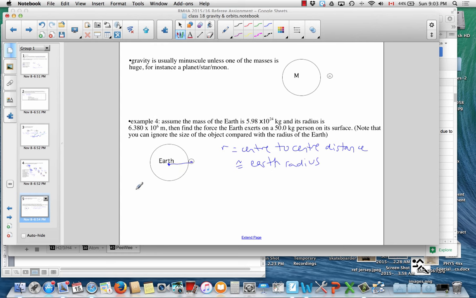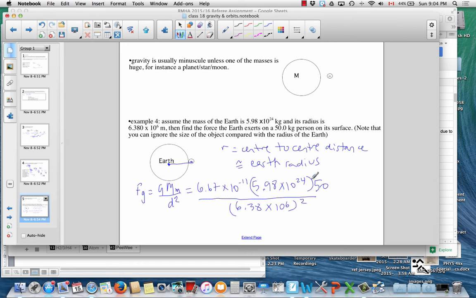Okay, so let's find that force. Now, I'll drop the units this time because we did it last time. So it'll be G m M over the distance squared. G is 6.67 times 10 to the power -11. So we'll substitute in the given value for the mass of the Earth, 5.98 times 10 to the power 24, and the mass of the person. We divide by the given radius of the Earth, and all of these are in the correct units. These are in kilograms, and this is in meters. And we work that out, and we find it's about 490 newtons.